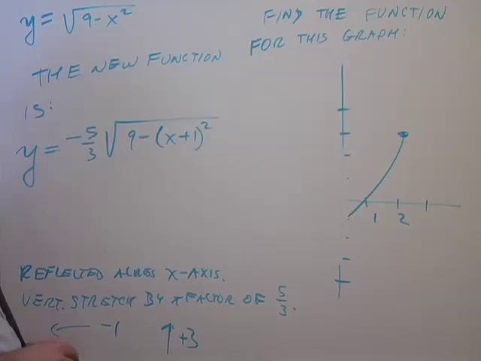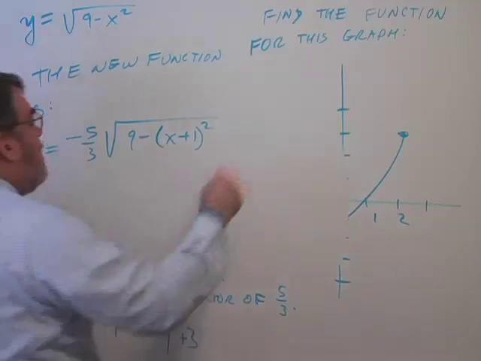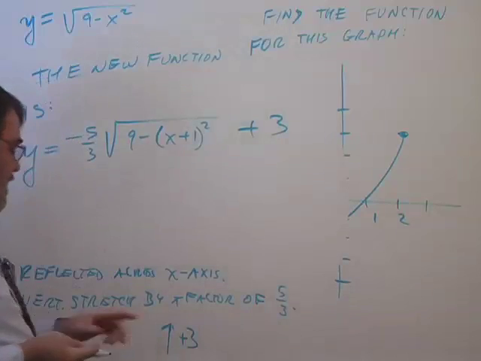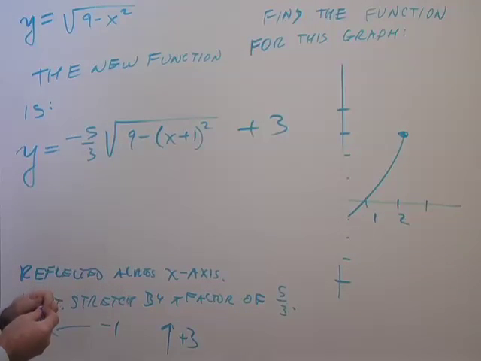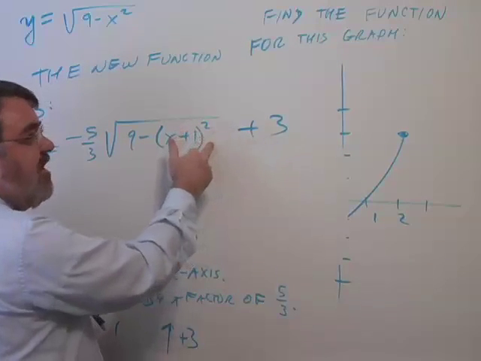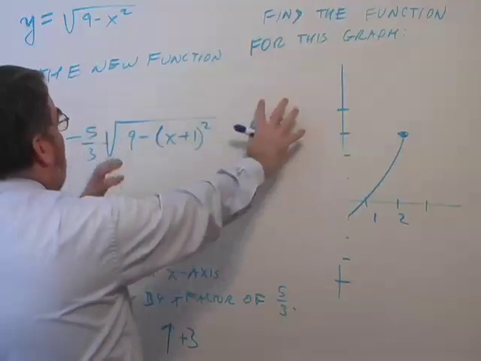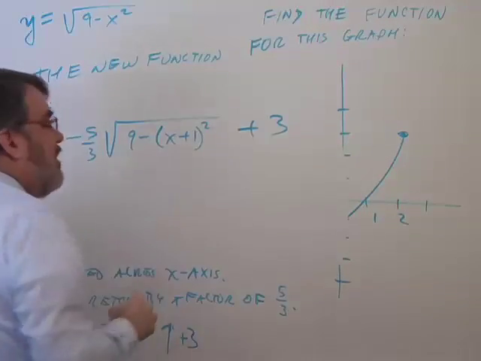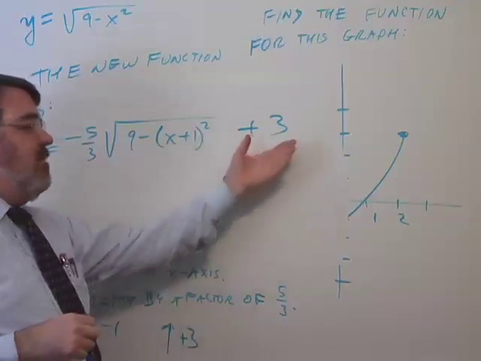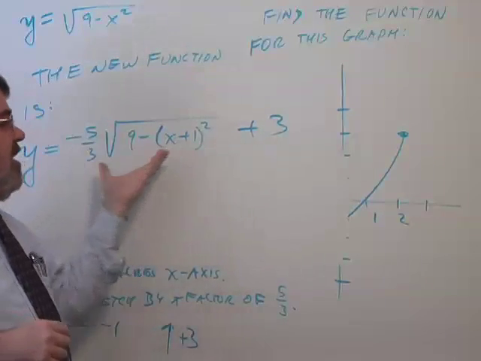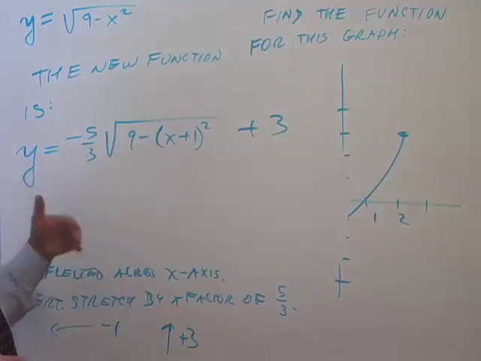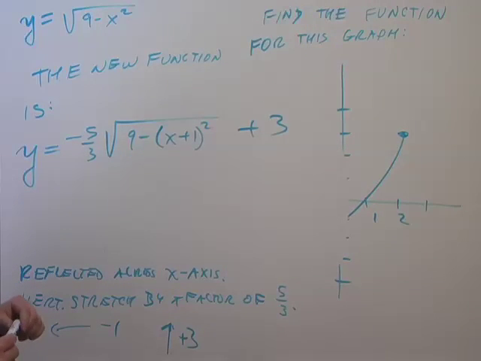We shifted up by 3, which means 3 gets added to this entire thing, plus 3. Now about the vertical shift. You add 3 to everything else, which means the 3 doesn't go inside. It's not multiplied by negative 5/3. It simply stands outside of it. 3 is added to everything else. So be careful when you write out these functions that you don't include the vertical shift under some multiplication or division that would actually change the vertical shift. Be careful about that. All right, but here's our new function.